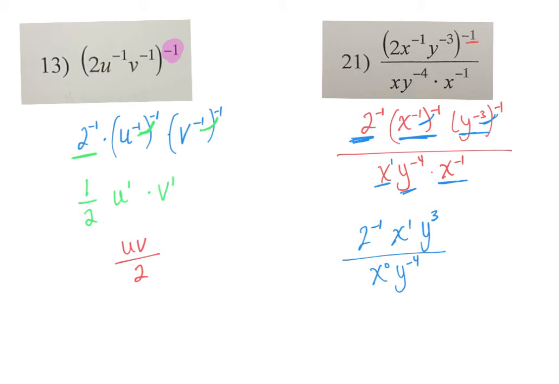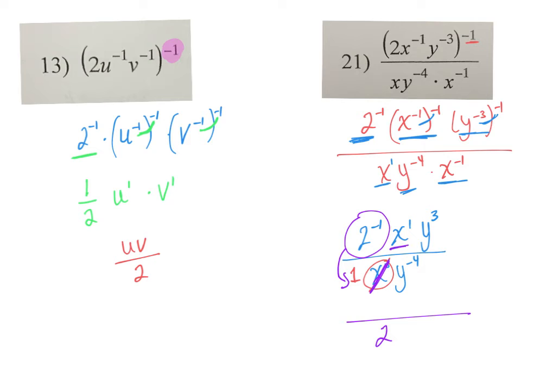If you remember, anything to the 0 power is just 1. So I can just change that x to the 0 to a 1. And now I'm going to look at, from top to bottom, what I can simplify. I have a 2 to the negative 1, so that's going to move down to the denominator. So that 2 is going to move to the denominator. I've already simplified my x to the 0.